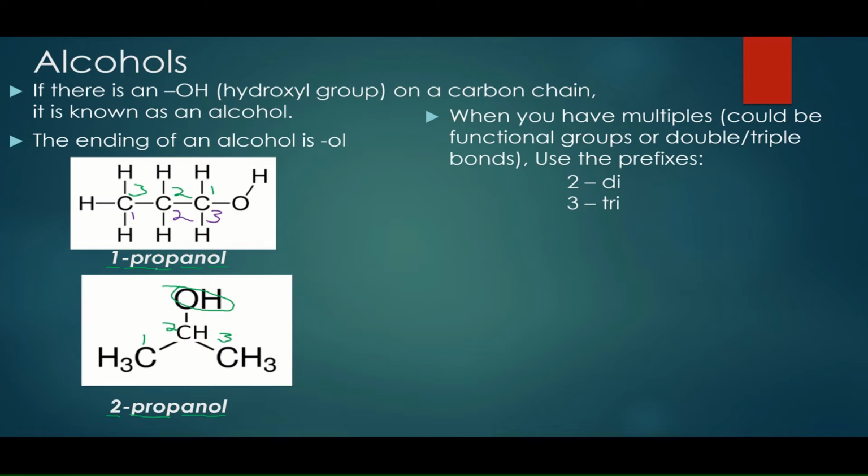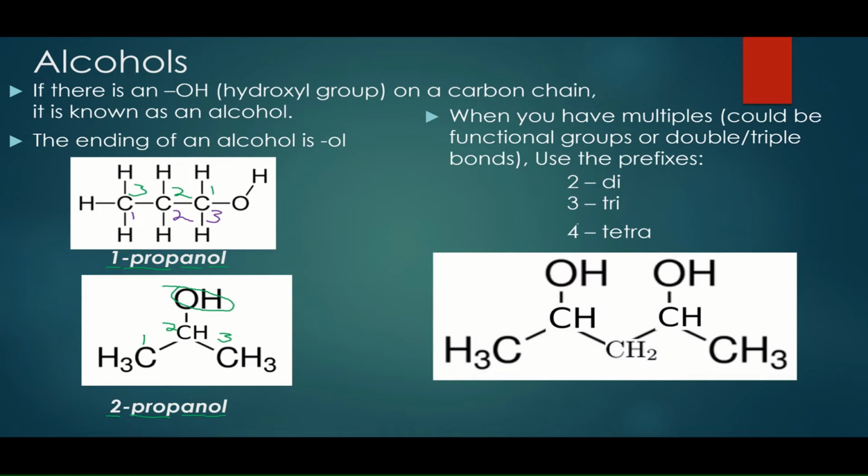Sometimes you have multiple functional groups. When this is the case, you'll use these prefixes, 2 for di and 3 for tri. If you ever had 4, you'd use the prefix tetra, but I don't think you're going to see that very often. So here's an example. Again, we count our initial carbon chain. 1, 2, 3, 4, 5. So now we're working with a pent chain. There's 2 alcohols. They happen to be on the second and the fourth carbons.